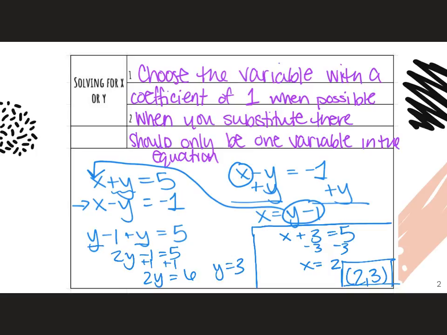Now you're going to try a practice problem like this on your own. Remember, first you have to solve for x or y, then you're substituting like normal. So give it a shot, then check the video to see if you did it correctly.